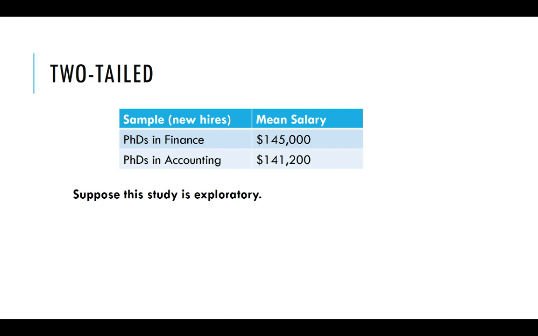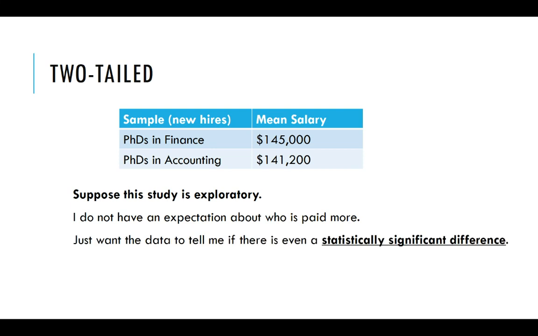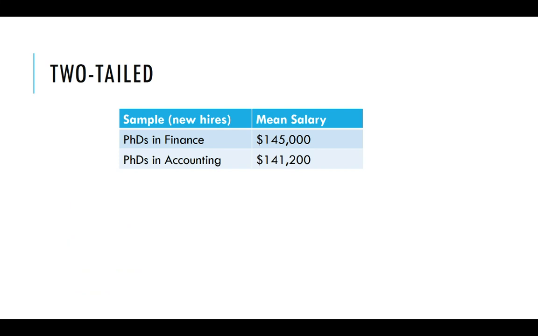So let's suppose that this study is exploratory, and by that I mean I don't have an expectation about who is paid more. So I'm going in just saying, hey, I want the hypothesis test to tell me if they're different or not. So let the data tell me if there's even a statistically significant difference or not. So would this be one-tailed or two-tailed? Well, I'm guessing you already understand this, that this would be two-tailed because it's not a directional hypothesis. I'm coming in simply exploratory with my logic, right?